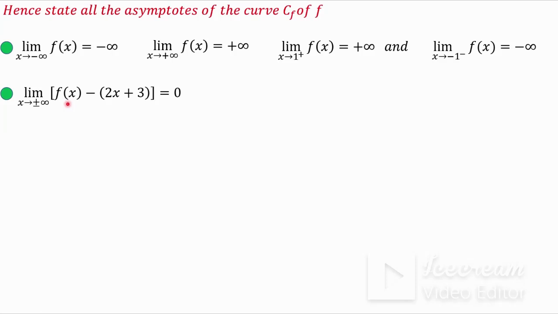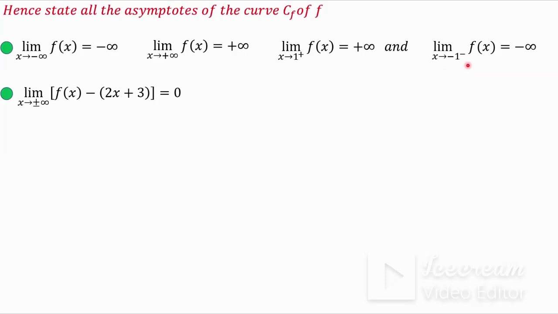From here we can come out with big conclusions. What are those conclusions? Take note of those two things. Since the limit of f of x as x tends to 1 equals infinity, it implies that 1 is a vertical asymptote to the curve Cf. And also, since the limit of f of x as x tends to negative 1 equals negative infinity, negative 1 is also a vertical asymptote.